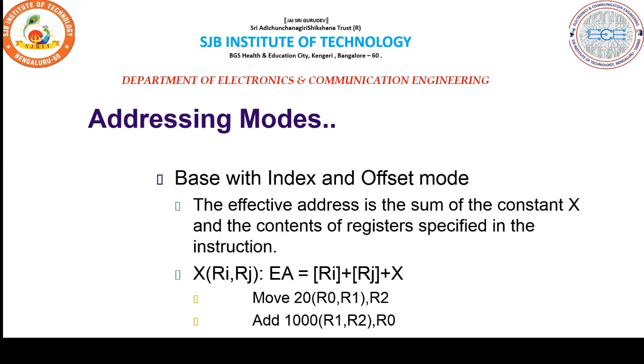So next is the base with index and offset mode. The effective address is the sum of the constant X and the content of the registers specified in the instruction. That is X(Ri, Rj), where EA is equal to Ri plus Rj plus X, and move 20(R0, R1), R2. So it is going to add 1000(R1, R2), R0.